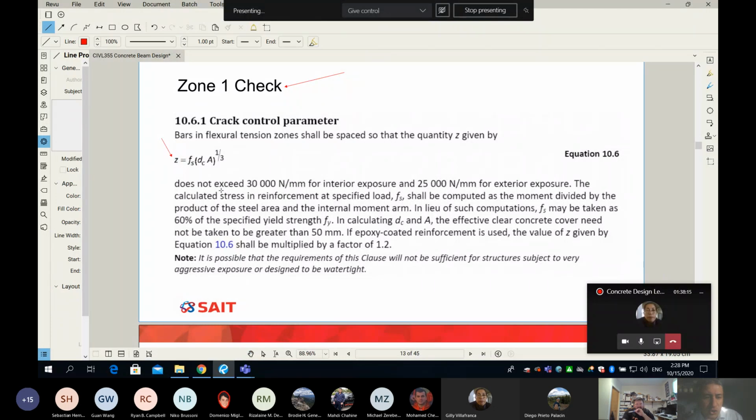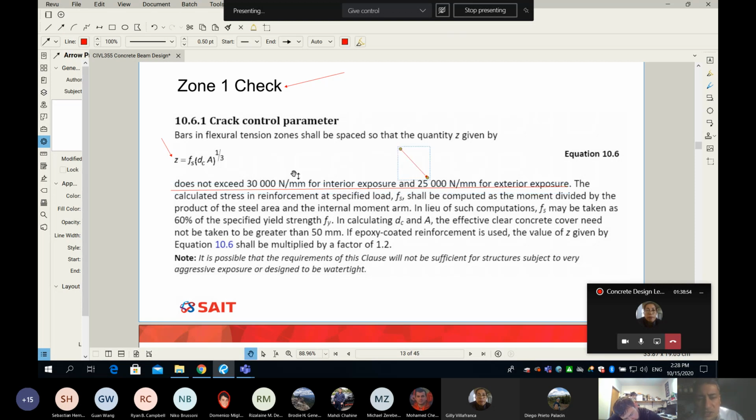And this limit is here. You can see the code says it doesn't exceed this number or this number. It depends on where your beam is. If your beam is inside the building, completely protected, then I can make sure that my Z is less than 30,000. And if my beam is an outside beam exposed to freeze and thaw and all the bad things, then we should protect our beam better, and we should control our crack width much more and make sure that my crack width is so small.